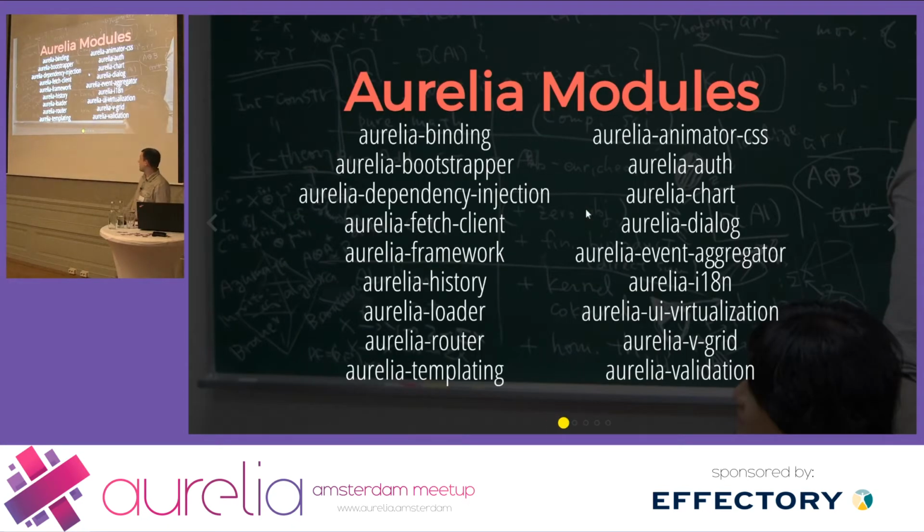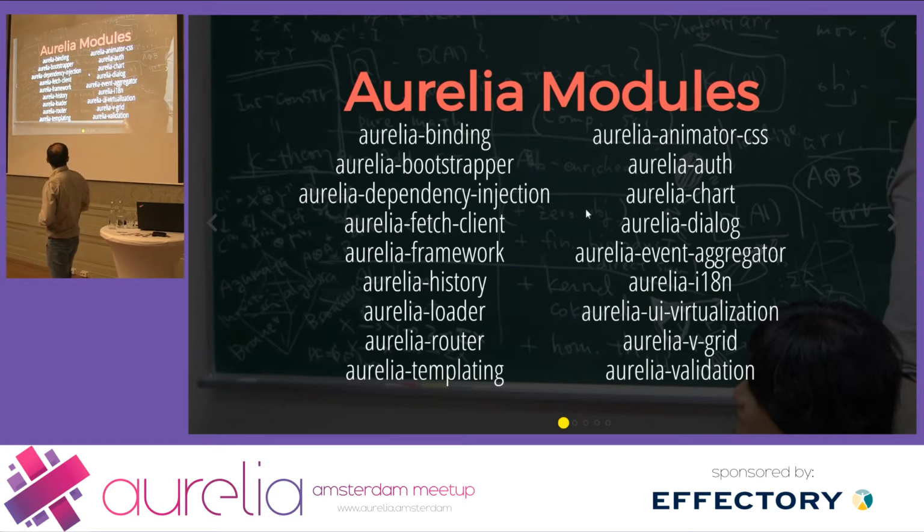So that's a list of Aurelia modules, which I copy-pasted from our package.json. The left part, I think, is more boring. Pretty much everyone uses it, I guess. The right part may be a bit more fancy. I can talk about them in more detail.